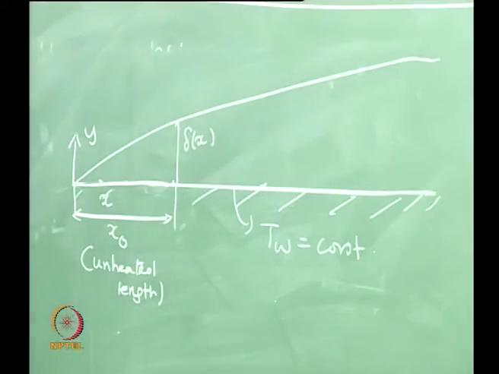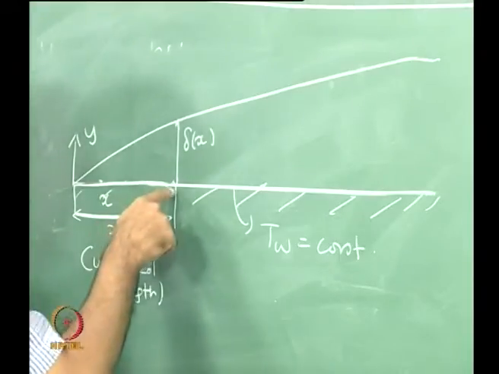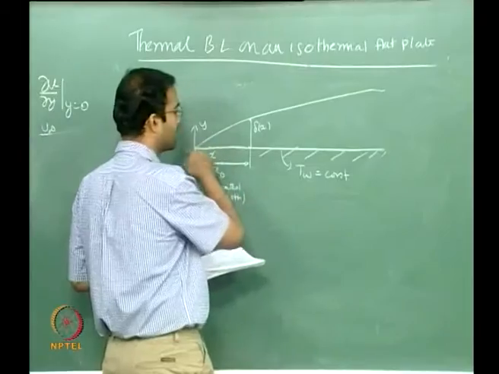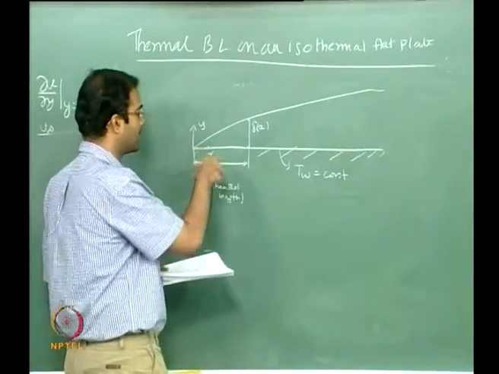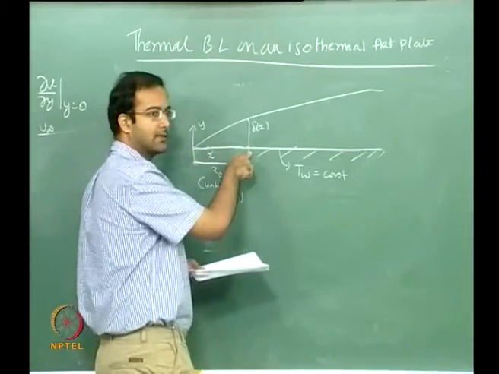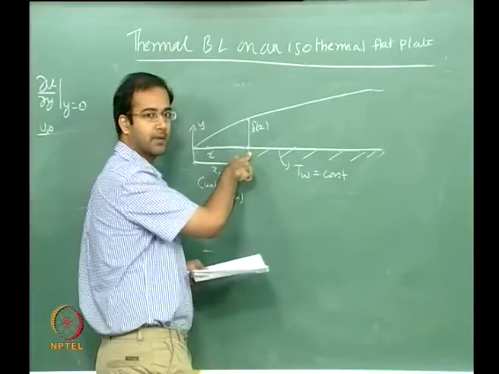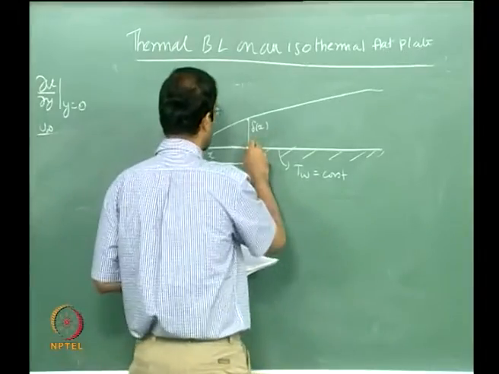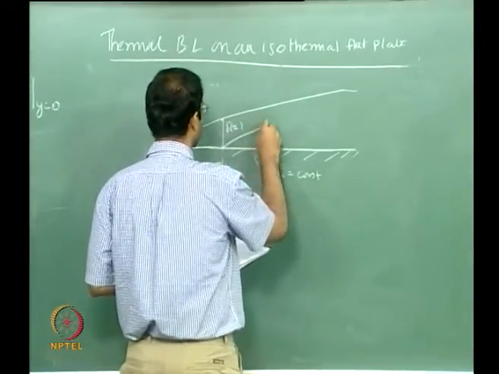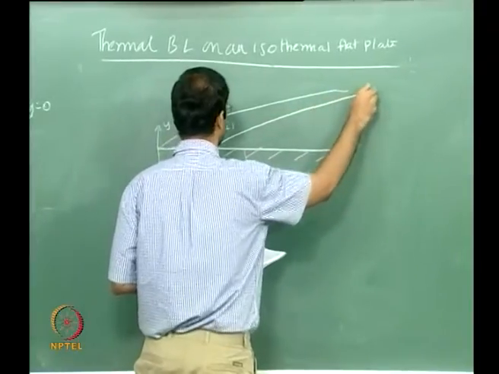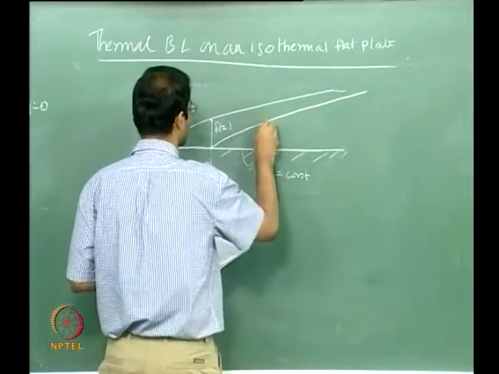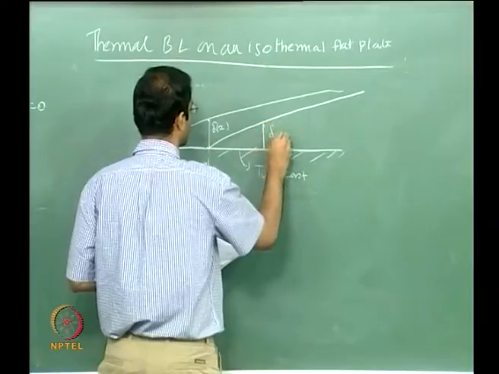Okay, in order to get a generic solution, for the case where your x naught equal to 0, the plate is completely heated right from the beginning. Okay, now in this case the velocity boundary layer may grow all the way from the leading edge, but the thermal boundary layer will not grow unless it sees the wall temperature. Okay, so therefore it will start from here and it will grow. Okay, so this is your delta T as a function of x.